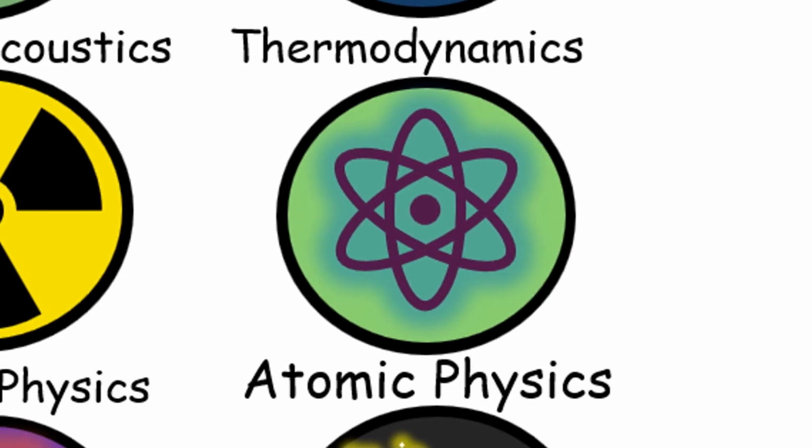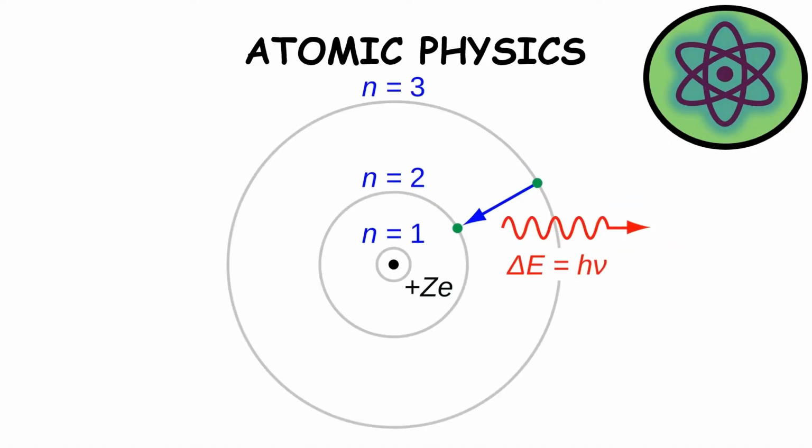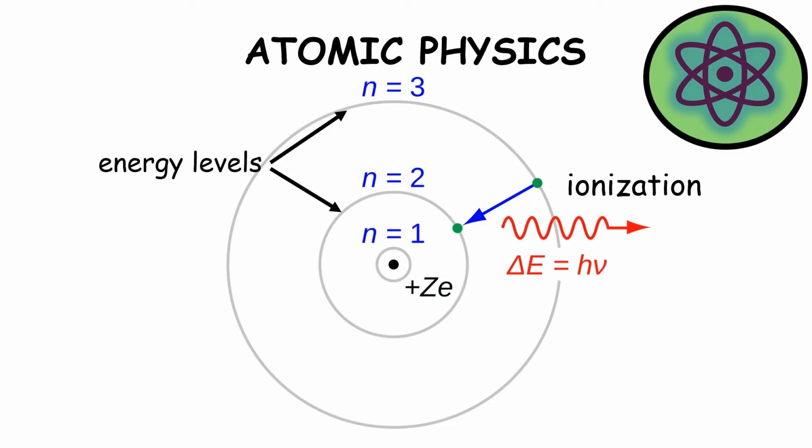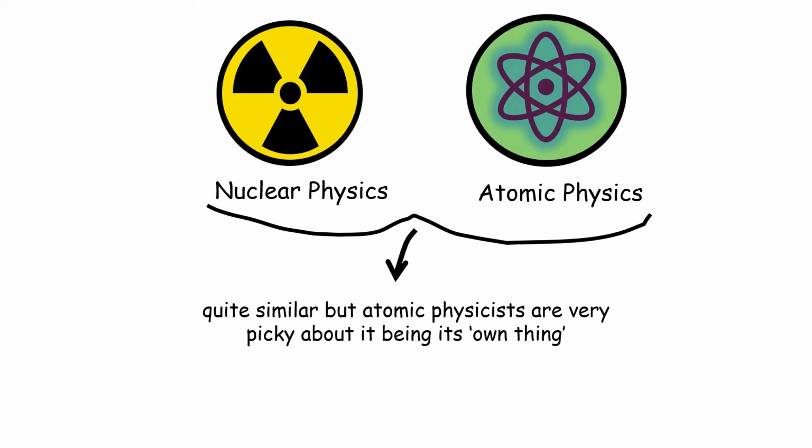Atomic physics. This looks at the structure of atoms and how it interacts with particles, electric fields, and magnetic fields. It says that atoms have a central nucleus with electrons orbiting it in discrete energy levels, and it can absorb specific amounts of energy to cause the electron to move. You might think that nuclear and atomic physics sound similar, and you are correct. The main difference is that nuclear physics focuses on the nucleus of the atom, whereas atomic physics looks at the rest of the atom.